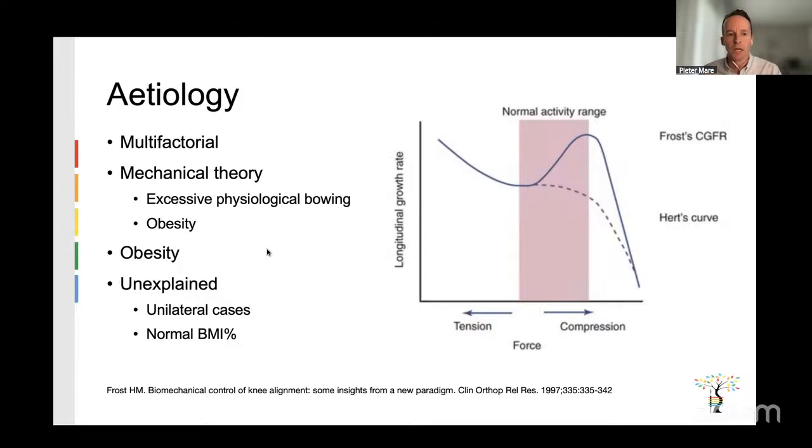Obesity on its own is also closely linked to Blount's disease. We know that children with Blount's are more likely to be obese than their unaffected counterparts. Children with physiological bowing who are obese are more likely to go on to develop Blount's disease. The magnitude of deformity is also associated with the extent of obesity, and obesity in itself is a risk factor associated with recurrence. This, however, doesn't explain why we still get unilateral Blount's disease, or sometimes severe Blount's disease, in children who have normal BMIs.